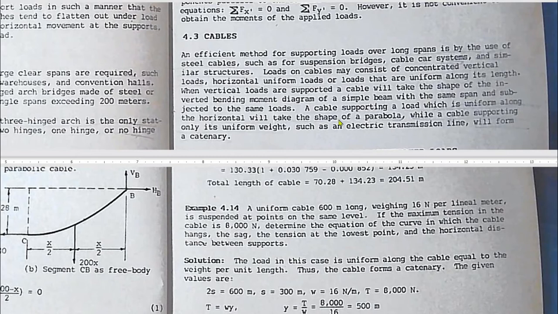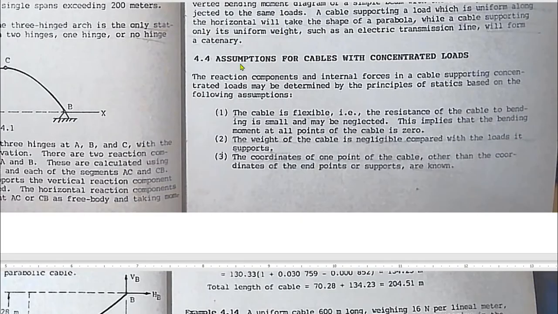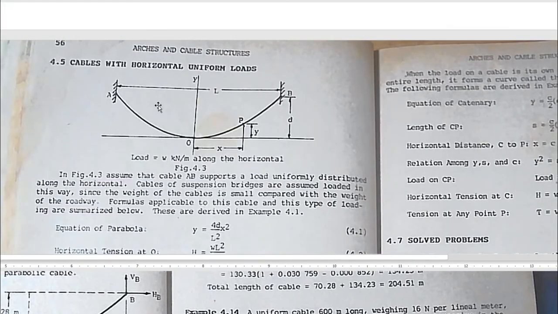So a cable supporting a load which is uniform along the horizontal will take the shape of a parabola, while a cable supporting only its uniform weight, such as an electric transmission line, will form a catenary. And then, skip natin tong cables with concentrated loads. Ililimit lang natin ang ating lecture sa a cable with uniform load, which is ito, no? 4.5.